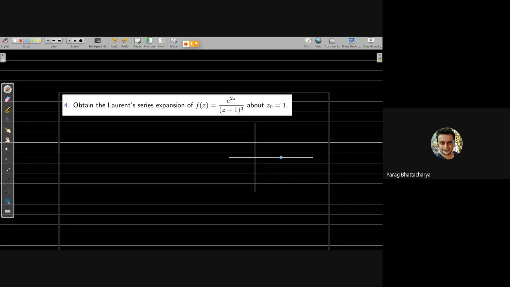Okay, so this is z naught equals 1, and so on. What we want is the Laurent series expansion of this function about this point, this z naught. So what kind of radius do we want? Do we want a smaller radius, larger radius?